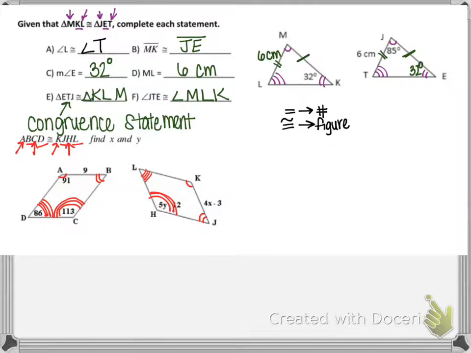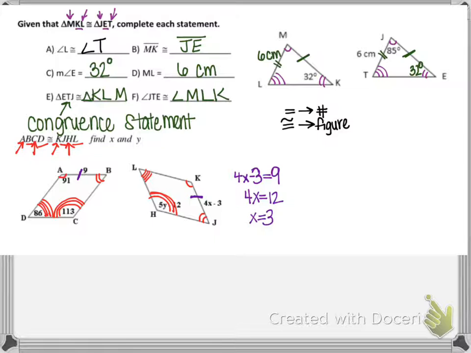Okay. So I want to find X and Y. So here's X. That's between J and K. So that's going to match up with this 9 over here. To solve for X, since they're congruent, we do what we do with congruent things, set them equal. So I'm going to have 4X minus 3 equals 9. Then I'm going to add 3, so 4x equals 12. Divide by 4 on both sides. X is going to be equal to 3.